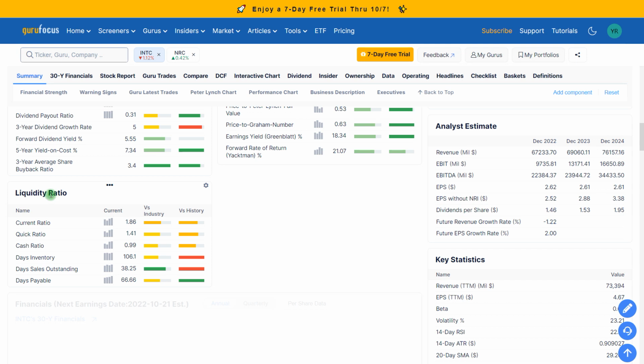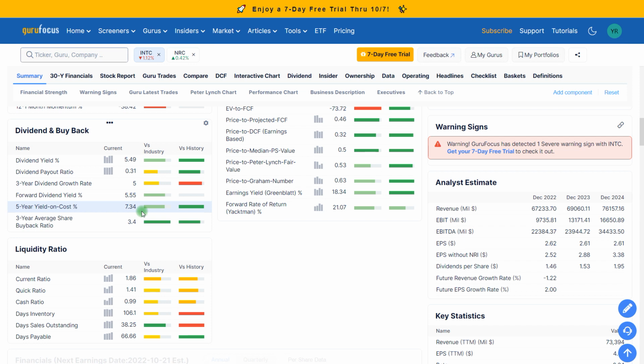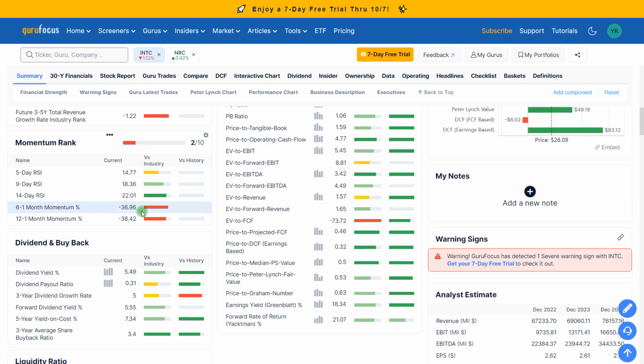Also no problems with liquidity, current ratio and quick ratio are above 1, so it's very nice, very cool. I can remind you that the current ratio is current assets divided by current liabilities. So in the near term, no problems with debt, no problems with liabilities at Intel at all.